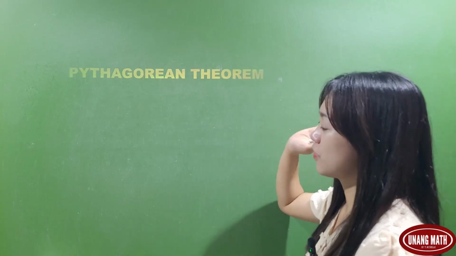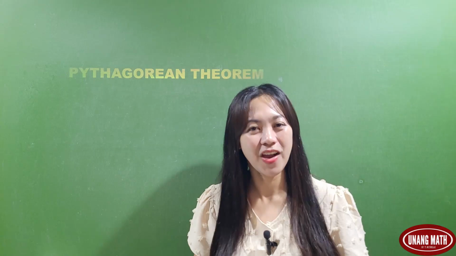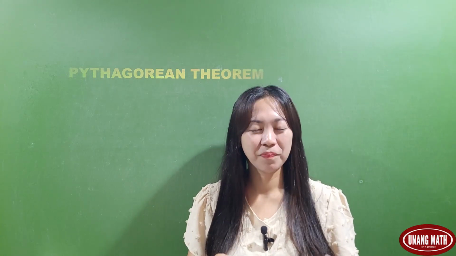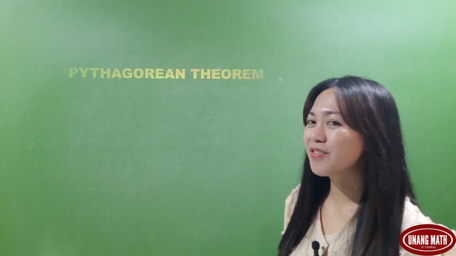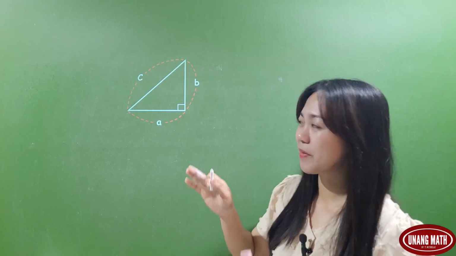In this episode, we will be studying this lesson about the Pythagorean Theorem. This theorem is used to find the length of one side of a right triangle when the two other sides are given or known. The Pythagorean theorem is only used for right triangles.